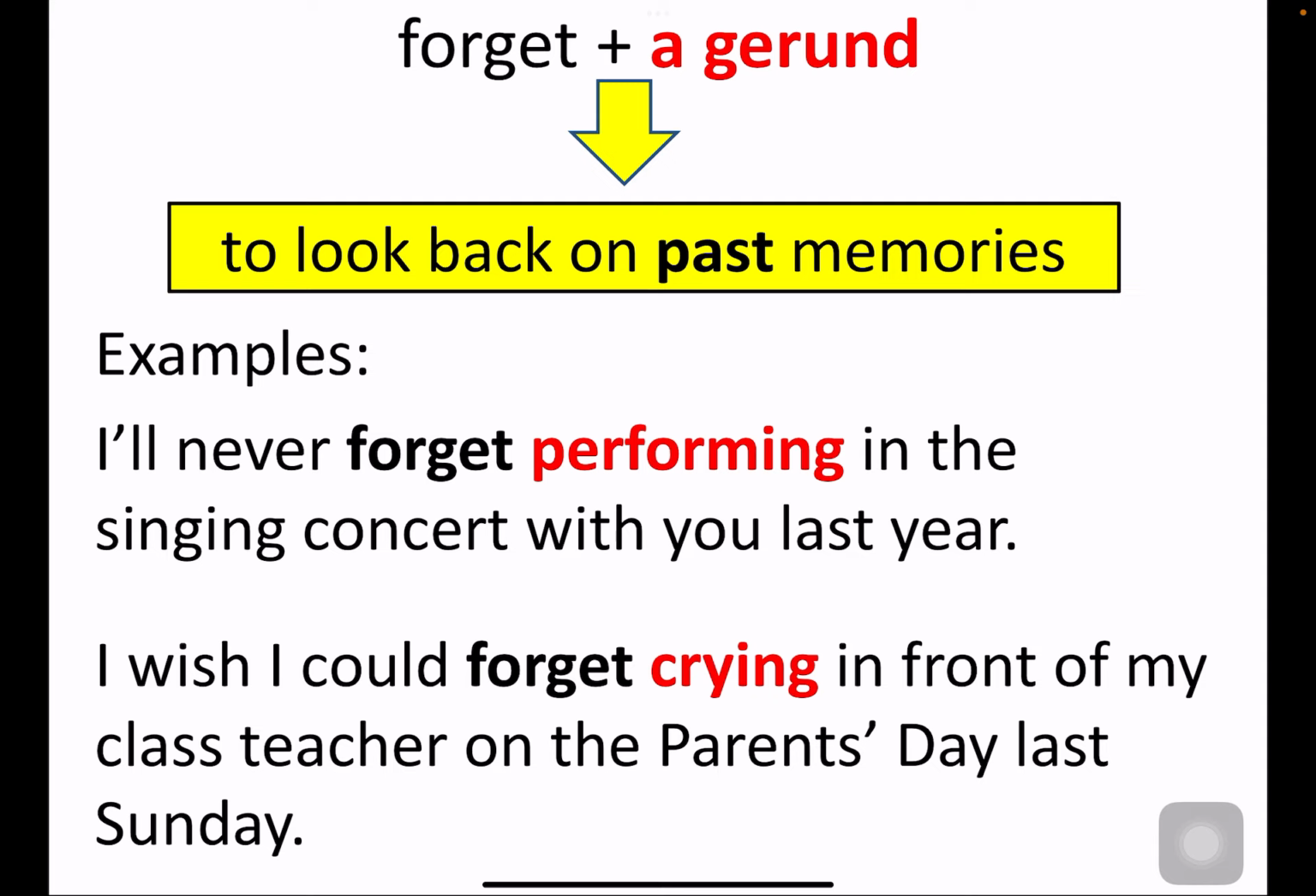Now, let's move on to talk about forget with a gerund. Forget with a gerund means to look back on past memories. Let's take a look at the examples. I will never forget performing in the singing concert with you last year. It means that it was so unforgettable that I will never forget. So it is referring to the past memories because the concert was held last year.